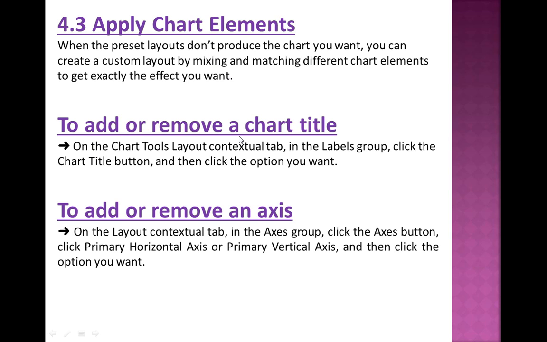How to add or remove a chart title? Go to the Chart Tools Layout contextual tab. In the Labels group, click the Chart Title button. Then click the option that you want. To add or remove an axis, on the Layout contextual tab, in the Axis group, click the Axis button. Click on the primary horizontal axis or the primary vertical axis, and then click on the option that you want. It means how to change the element. Either we can add or remove the chart title, or I can add or remove the axis.